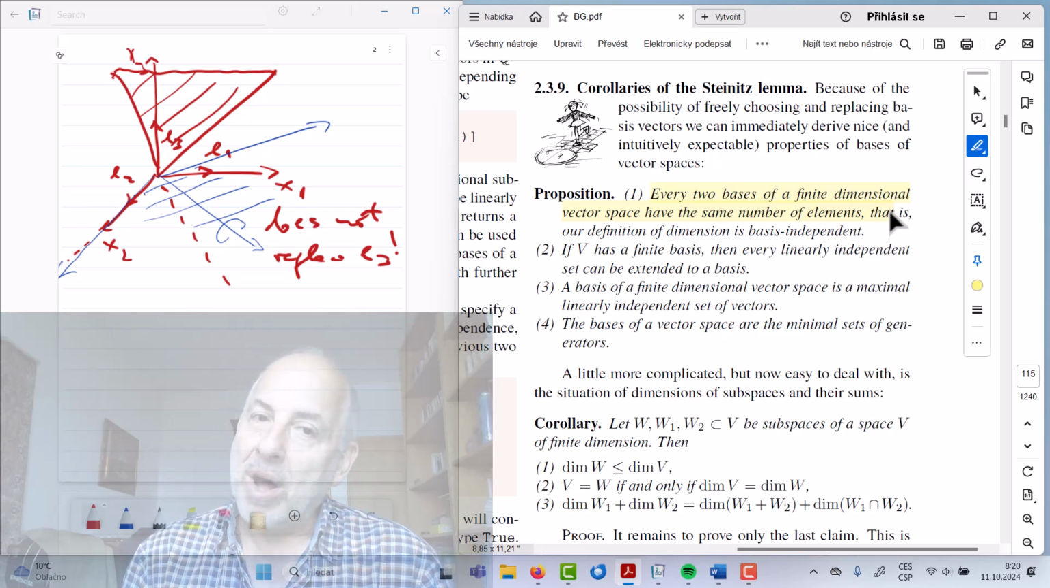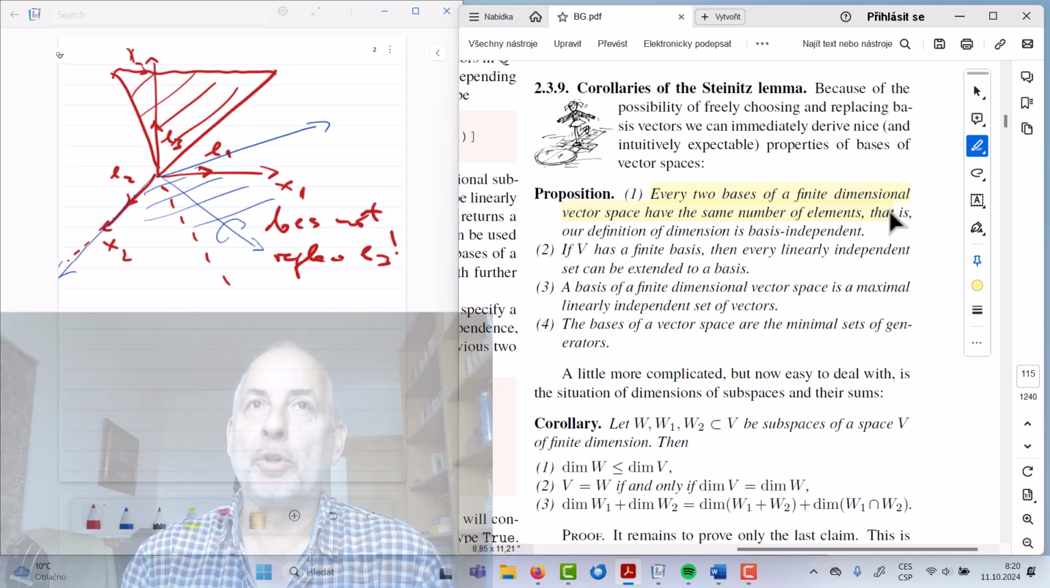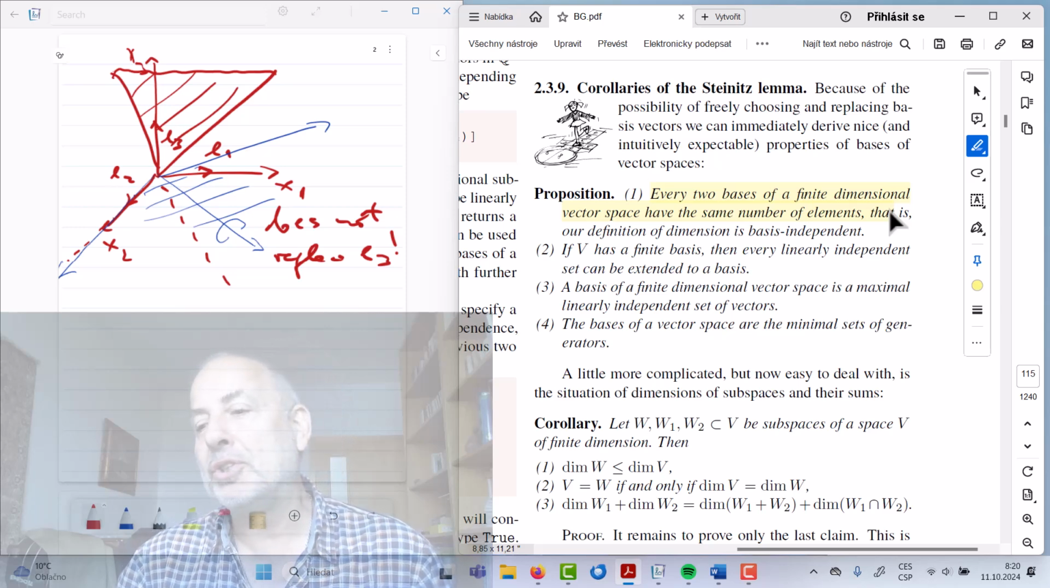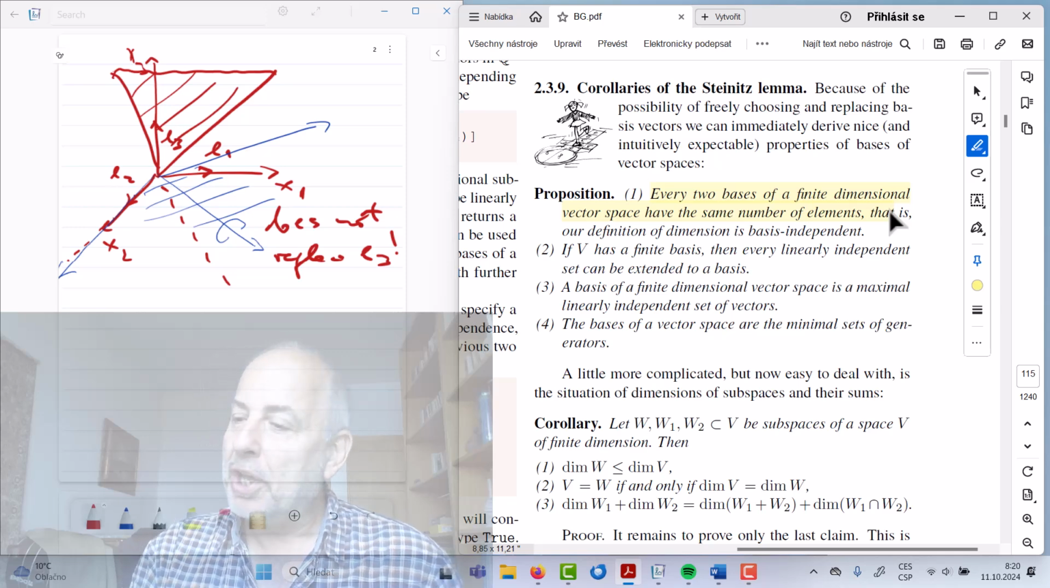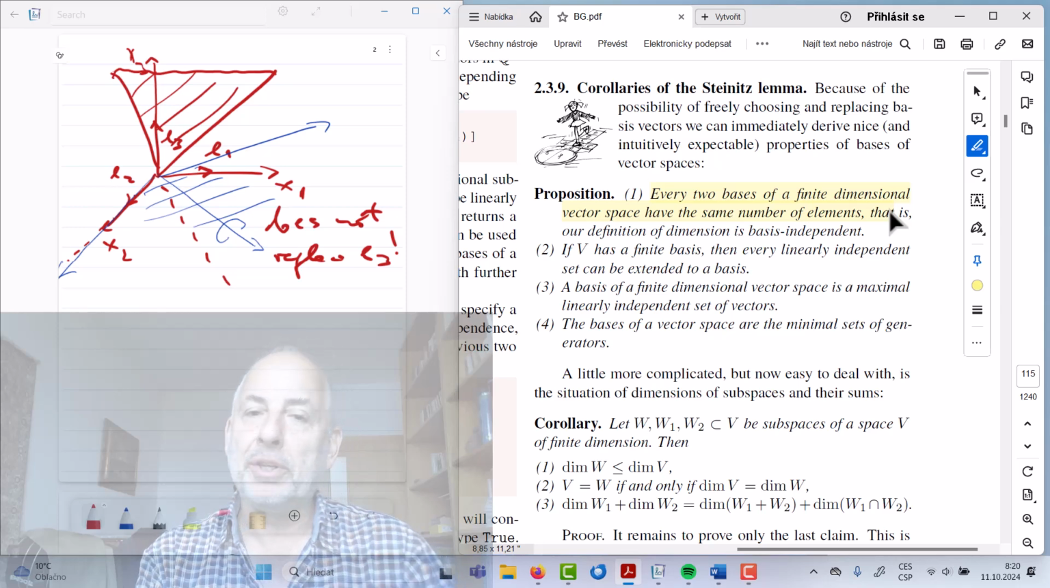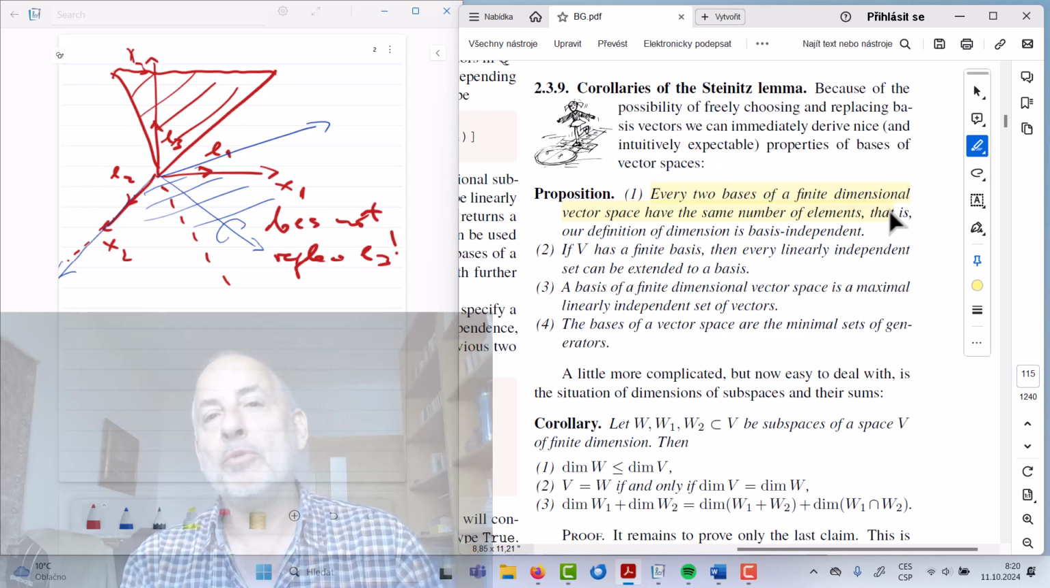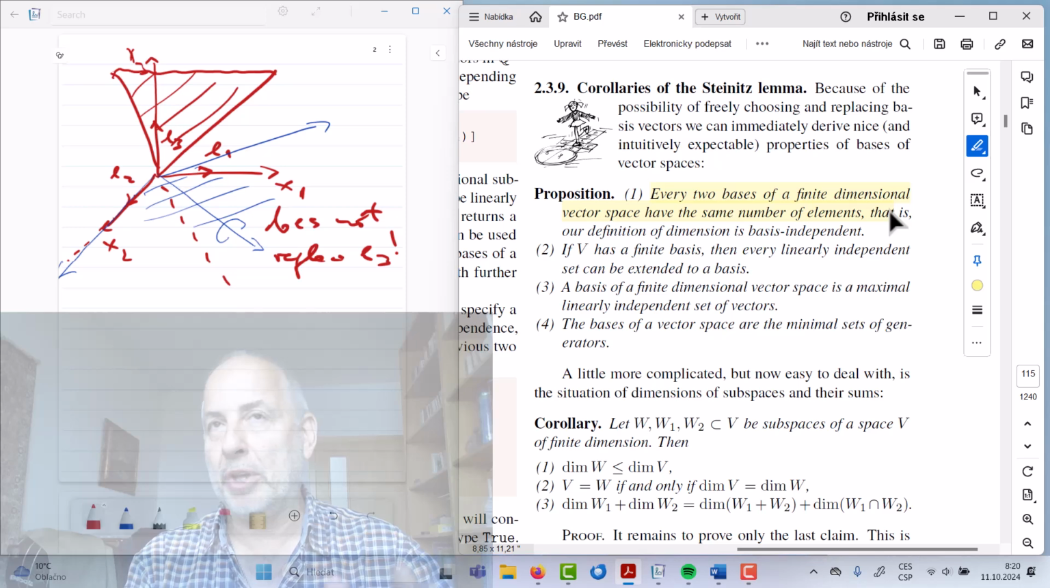Again, once we work with what are called modules instead of vector spaces, over rings of scalars, so for example taking integers, this wouldn't be true, right? And you can then have different numbers of generators, and we shall be meeting these things quite often, right?